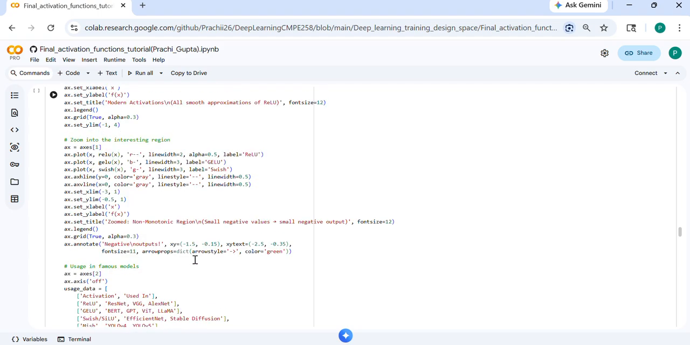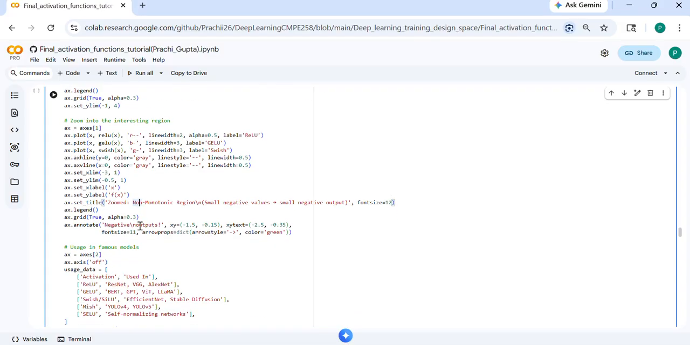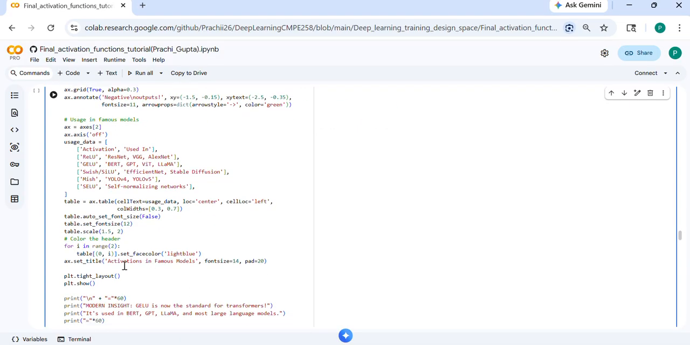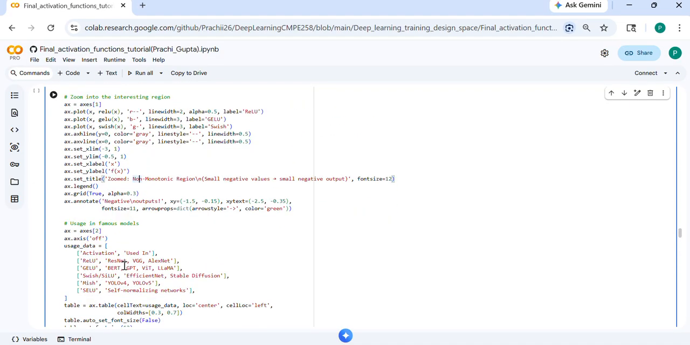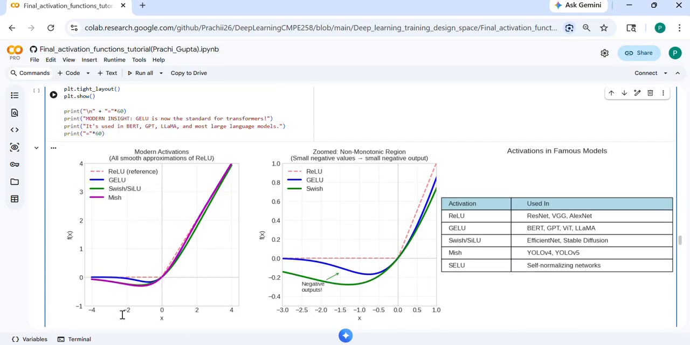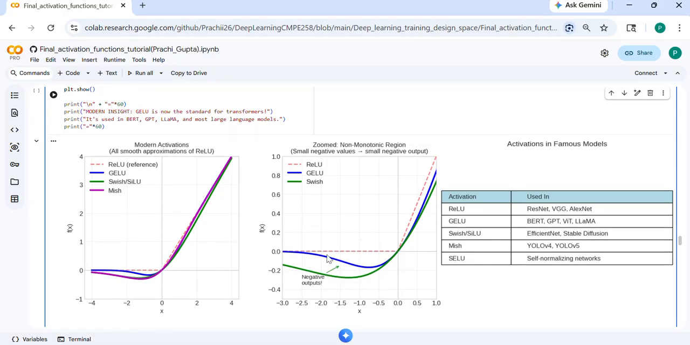I zoom into the negative region to highlight how these functions differ from ReLU, which completely cuts off negative values. Finally, I included a table showing which activation functions are used in popular deep learning models. So this is the graph and this is the zoomed negative. This was our main graph, and this portion we have zoomed in, the negative one, and we can see this is our ReLU, this is GELU, and this is Swish for the negative value outputs. And this shows the activation functions and where they are used.